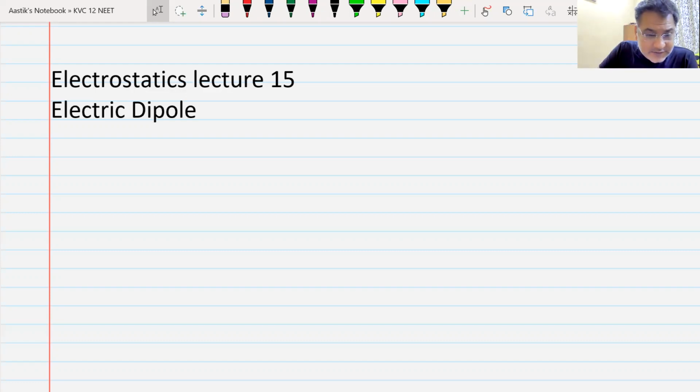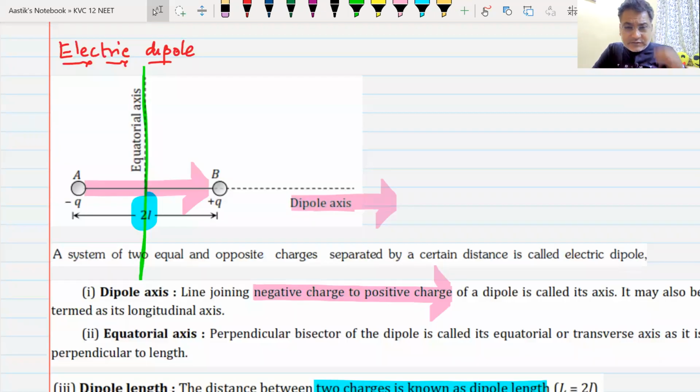Let us have a quick recap of what we have done. We studied about dipole. Dipole is nothing but an arrangement of two charges separated by a very small distance. One charge is positive, other is negative. The total charge is zero. The distance between the two charges is known as the length of the dipole or dipole axis.